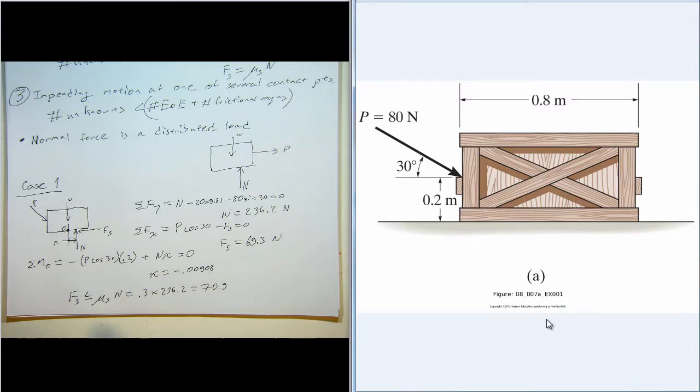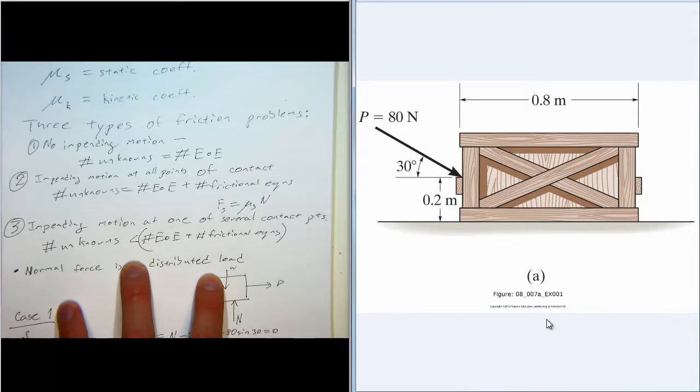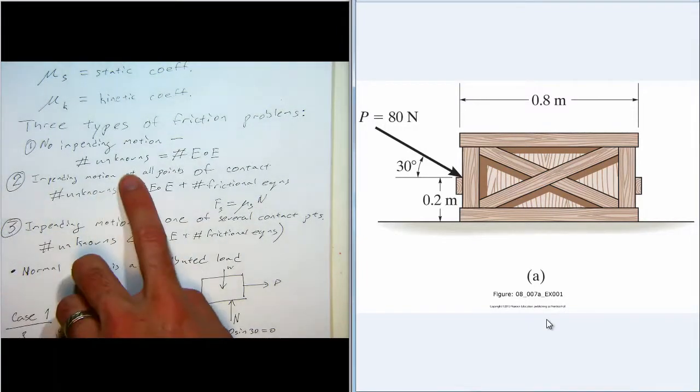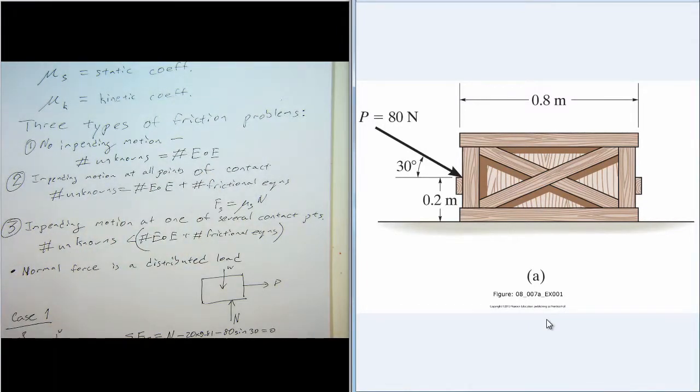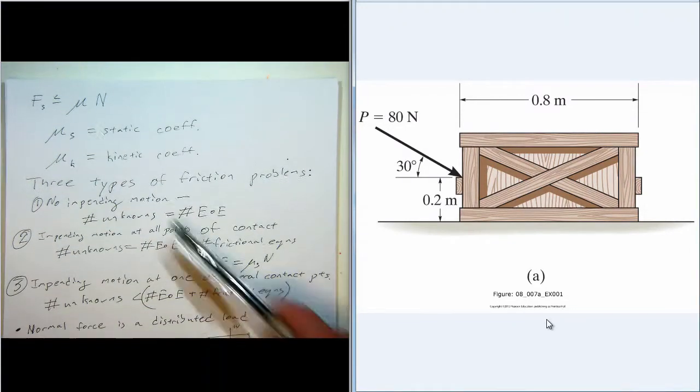And remember, that was the first type of friction problem where we have no impending motion. So the number of unknowns we solve for with the equations of equilibrium. And the no impending motion, it's also a case where you're just saying, is it going to slide? So you ignore the frictional equations until the very end, once you've found out the necessary friction force, and then you just go back and check to make sure that that necessary friction force is less than or equal to the maximum possible value, mu N.